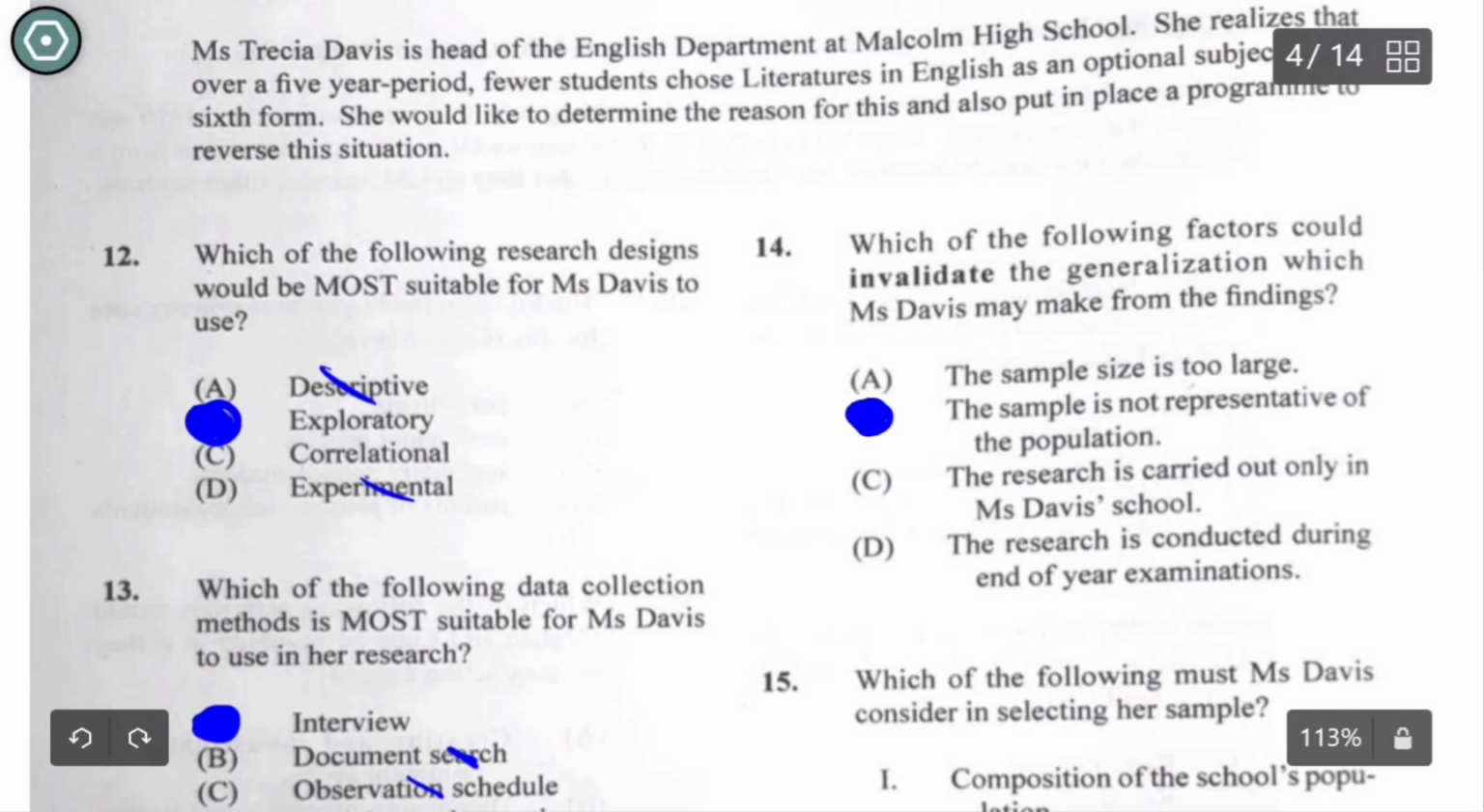Because let's say Miss Davis decides to interview people who do Literatures in English and some that don't, but had it as an option, then that would be a great representation. But let's say she asks only people who have nothing to do with Literatures in English, then what are you really testing, brother? You get me? So I hope you're getting me.